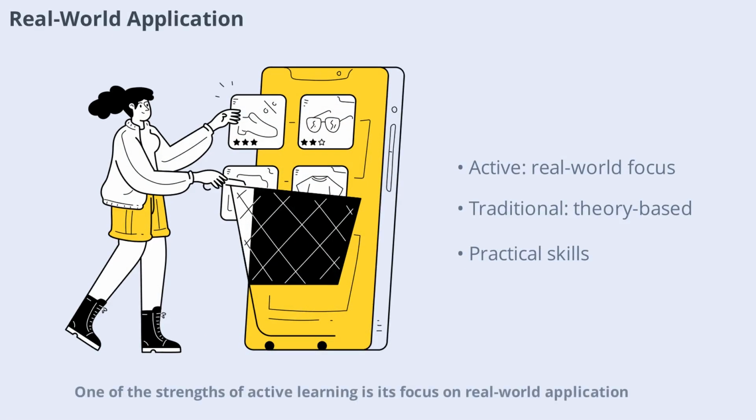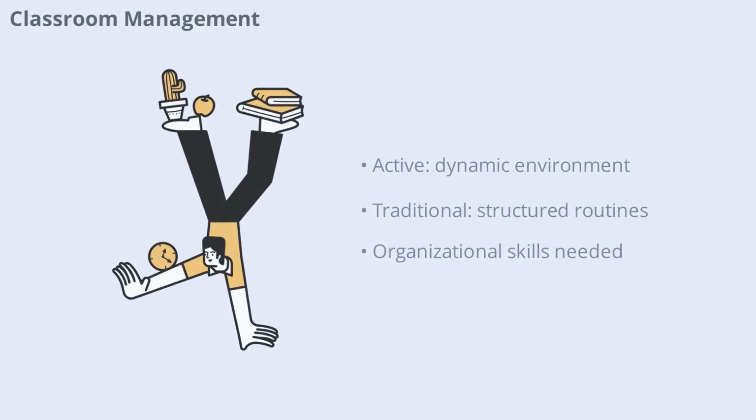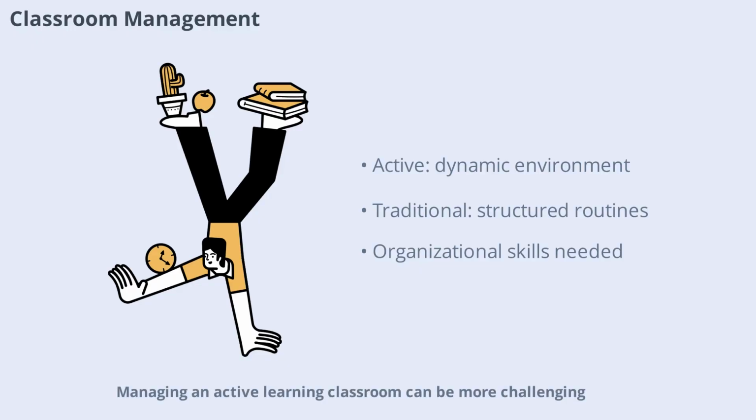One of the strengths of active learning is its focus on real-world application. Students tackle authentic problems, work on case studies, and connect classroom concepts to everyday life. This approach helps bridge the gap between theory and practice. Traditional learning may cover real-world examples, but often in a more theoretical or abstract way, making it harder for students to see the relevance.